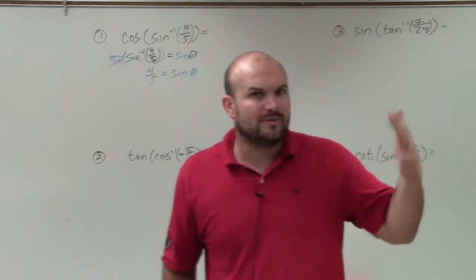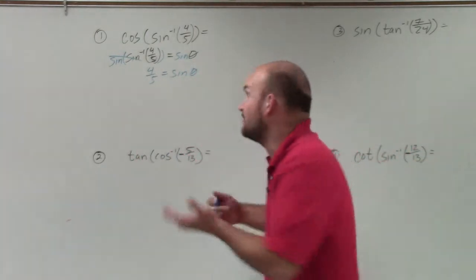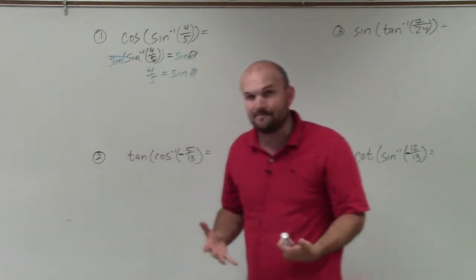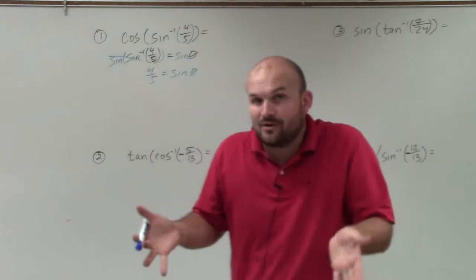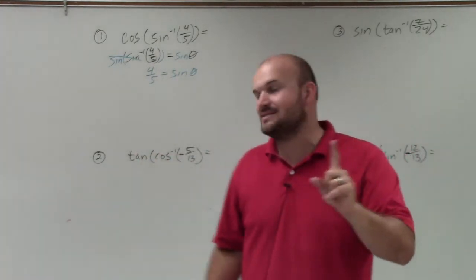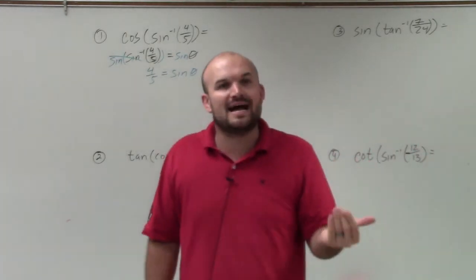Now, if we know sine of theta is equal to 4/5, how can that help us find theta? Again, we're trying to figure out theta because we can take the cosine of an angle. But the problem is we still don't know what the angle is. What's helpful is we know that the sine of theta is equal to 4/5. We know what the sine represents.